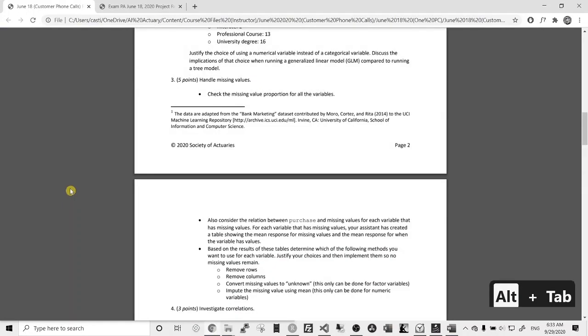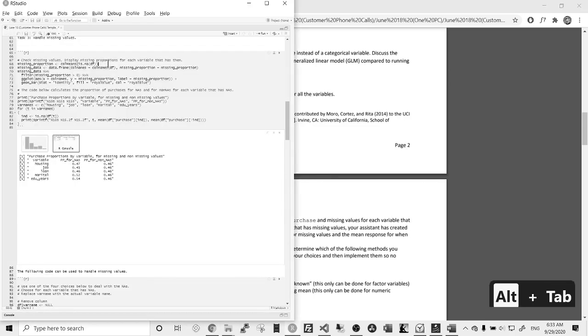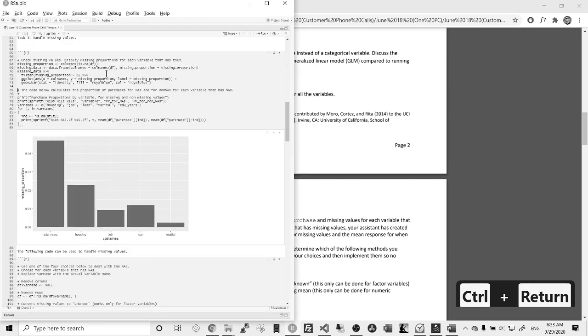Task 3. Handle missing values. Check the missing value proportion for all variables. When you go ahead and run the code here, you'll see that it shows the percentage missing for each of the variables. EDU years is missing at about 5%, housing 2%, job 1%, loan 1%, and marital is less than 1%.